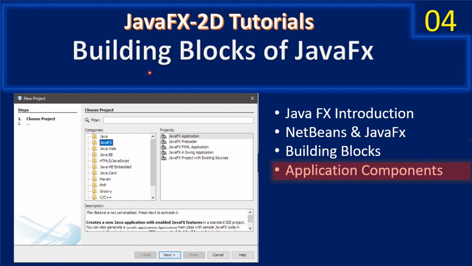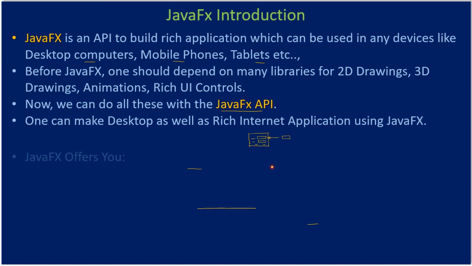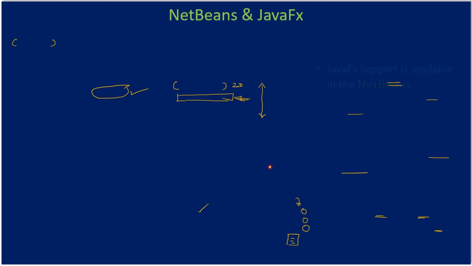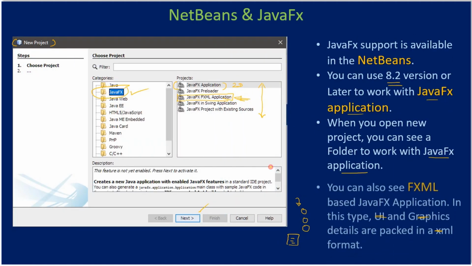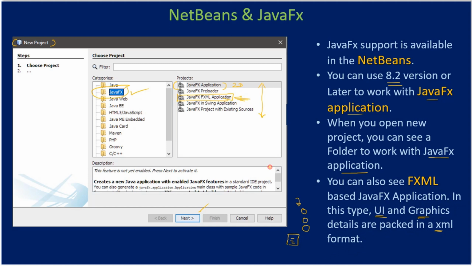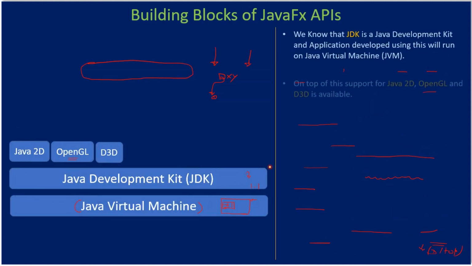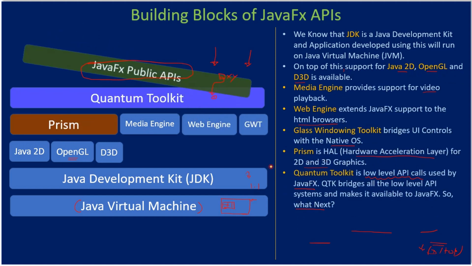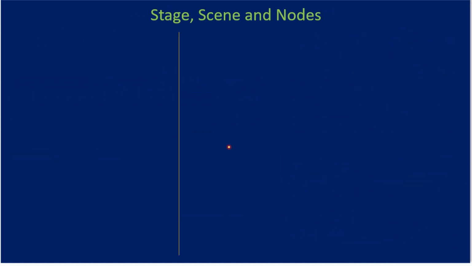So in the last video we learned about the building blocks, and here we will continue with the application components. First we learned about what is JavaFX and what all the functionality it offers you. Then we talked about NetBeans and how you can start a project using NetBeans. Then we learned about the moving parts of JavaFX. So now we will learn about the concepts of stage, scene and nodes.